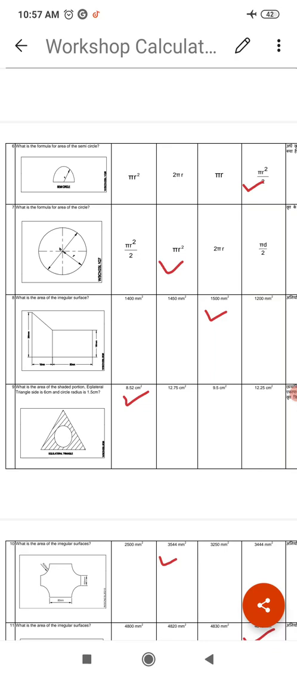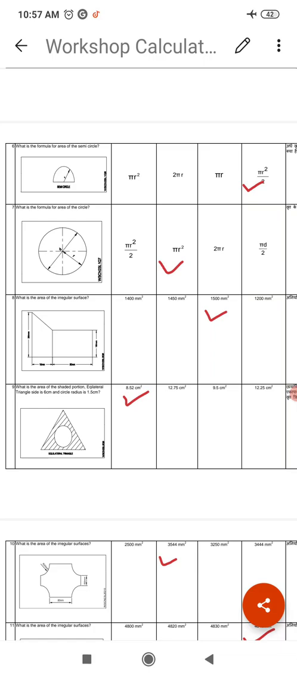Option B answer. Next, what is the area of the irregular surface? See the figure, and we find the area of this surface is 1500 mm square. It's option C. Next, what is the area of the shaded portion? Equilateral triangle side is 6 cm and circle radius is 1.5 centimeter. Its answer is 8.52 cm square.